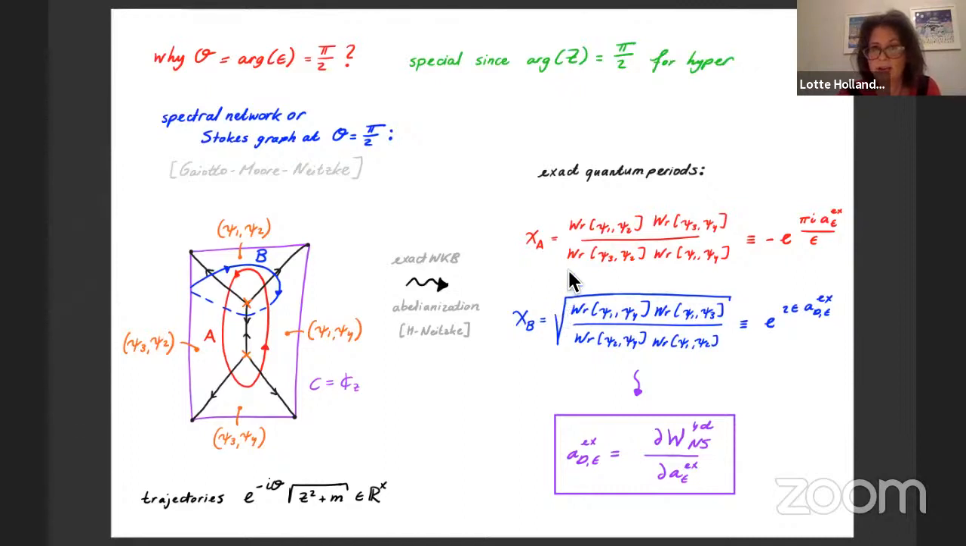Now, if we impose that this A period is related to the exact Coulomb parameter a in this particular way, so XA is equal to the exponential of this Coulomb parameter, and XB is equal to the exponential of the dual Coulomb parameter, then by the same relation that we used before, so again, we write a dual as a derivative of the superpotential, then we find the exact form of this superpotential.